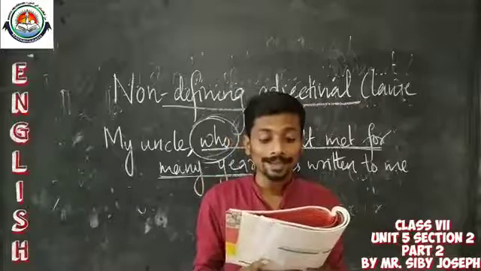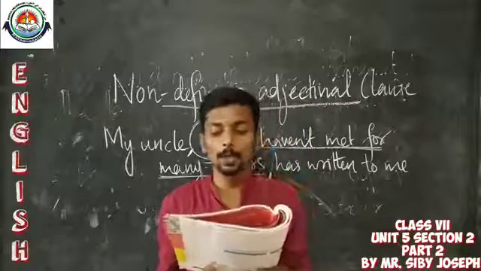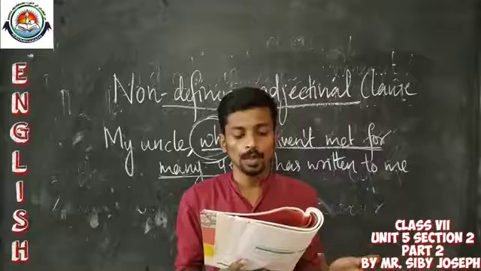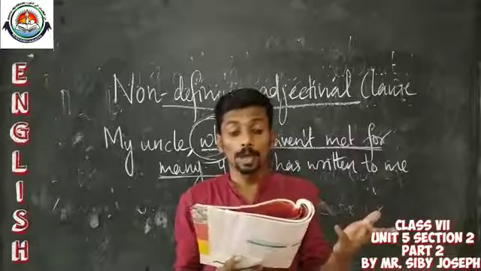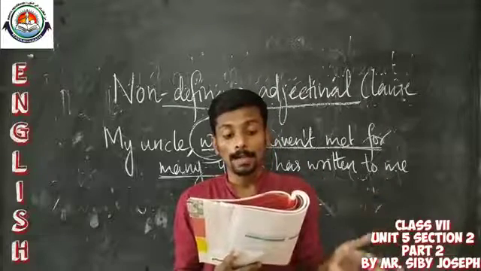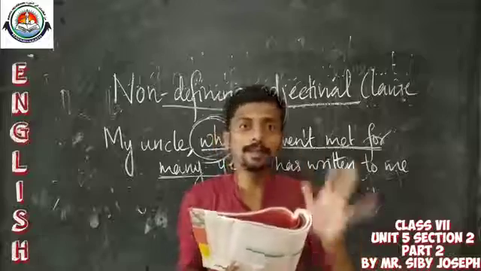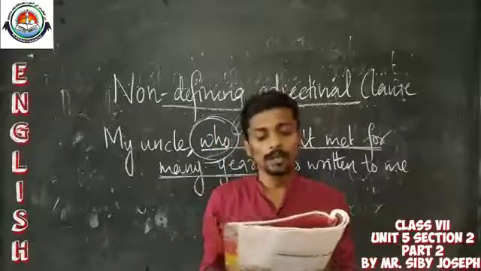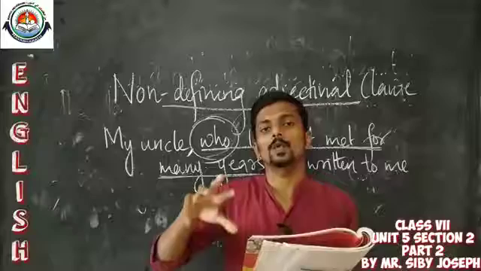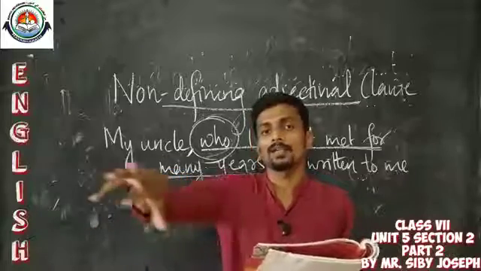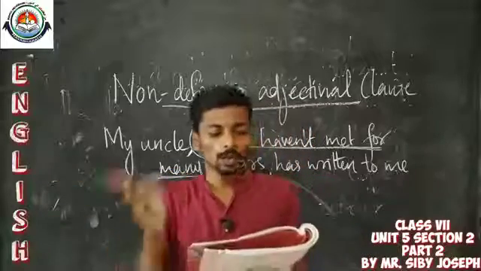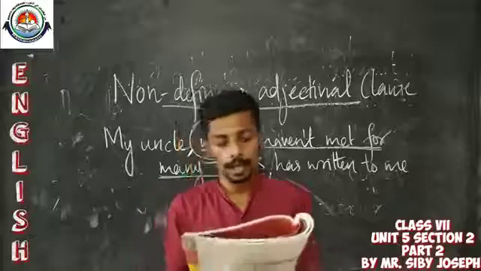Then helmet, bat, pads, gloves. Which will be the odd one? Very good. Bat is actually the odd one. Why? Helmet, pads, gloves are used to cover different parts of the body. So, bat is actually the odd one out.